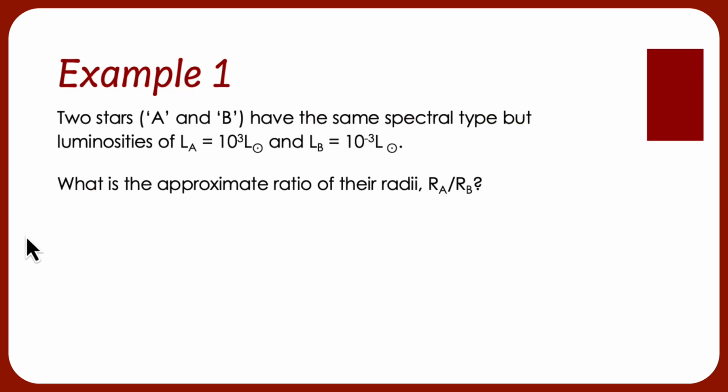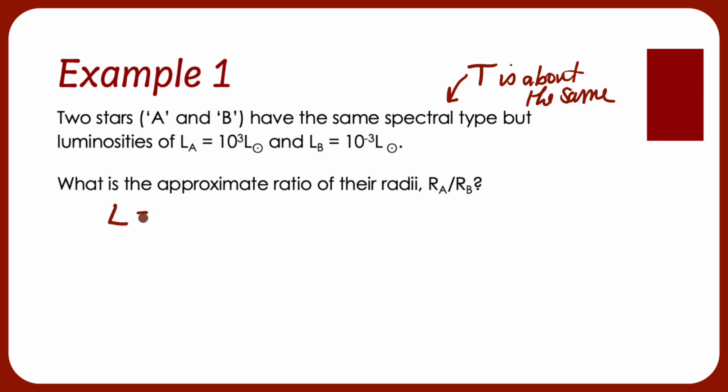So let's do some examples. I've got two stars A and B, and they have the same spectral type, but luminosities are different. I'm not quite sure what this question was trying to imply when it said spectral type, but let's say that this implies that the temperature is about the same. What is the approximate ratio of their radii? So let me go to the equation that has luminosity in it. There must be something if they've given these two values.